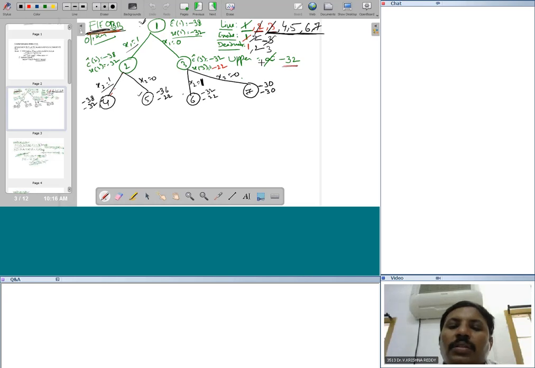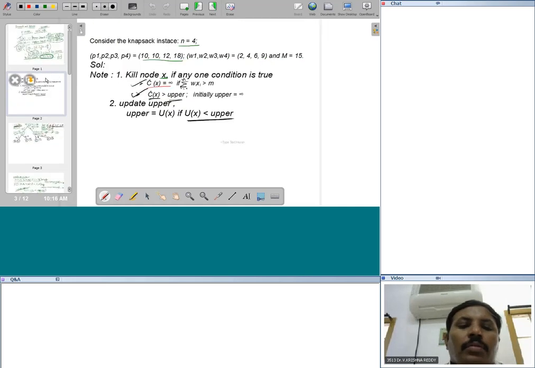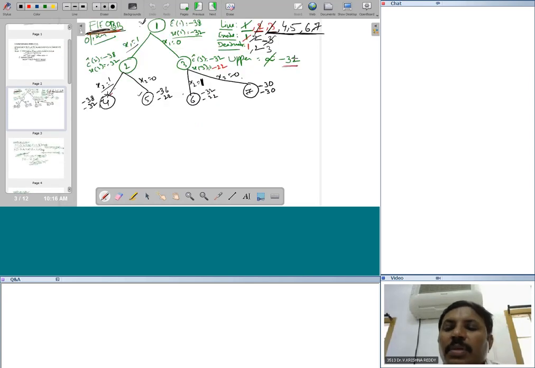But next go to the C cap values to check whether a kill is possible or not. Is any C cap value in the current 4 nodes infinity? No. Next, the second condition: C cap of X is greater than upper. Please cross check the condition. Minus 38 is greater than minus 32? No. Minus 36 is greater than minus 32? No. Minus 32 is greater than minus 32 for node 6? No. Minus 30 is greater than minus 32 for node 7? Yes.